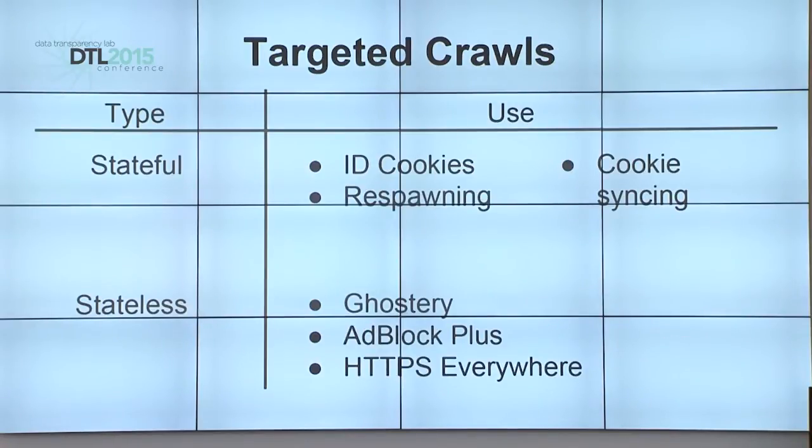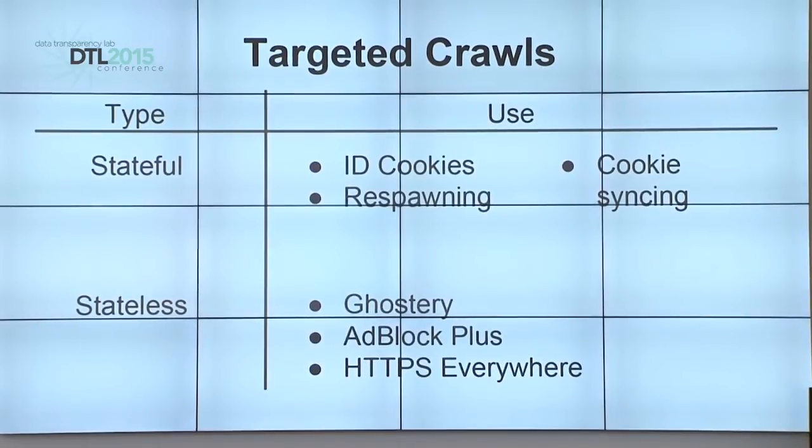And in addition to this large crawl, we're doing a couple smaller targeted crawls. For example, stateful ones where we do keep the same cookies with each page visit can let us look at things like, are people respawning cookies with Flash? Are people doing cookie syncing, which is two third parties sharing the identifiers that they have for you? And we can also do stateless crawls of things like Ghostery, AdBlock Plus, HTTPS Everywhere. Or, for example, Firefox's tracking protection. We can test that as well and see how well it's doing.